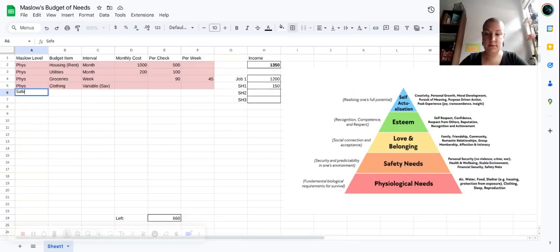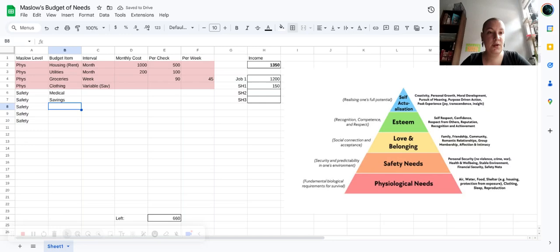Step 2, safety. I'm going to drag this down. We'll have a couple of these categories. So, some examples for safety: medical, savings, it's financial security.